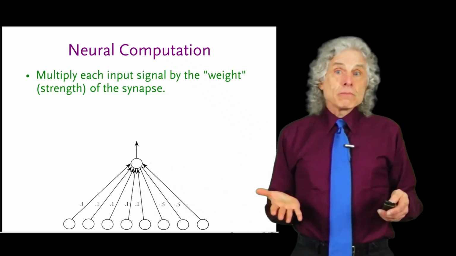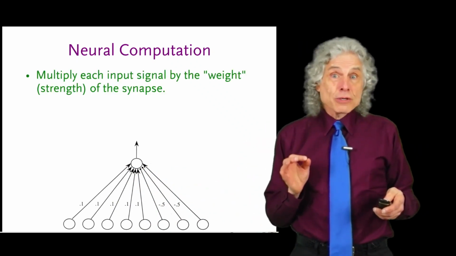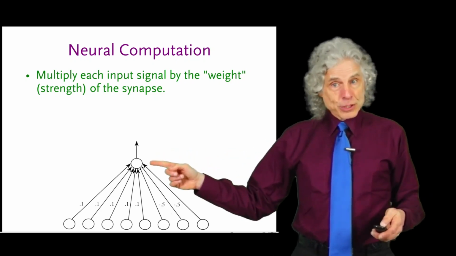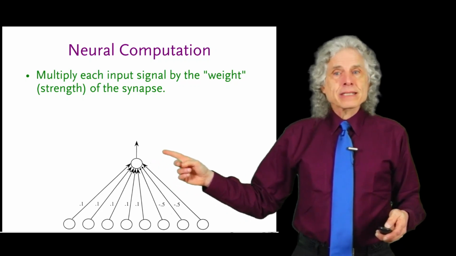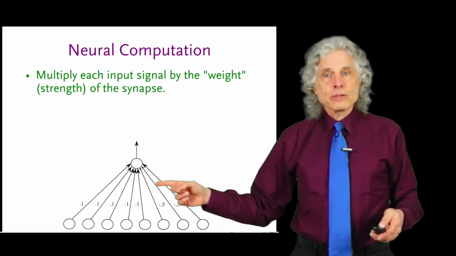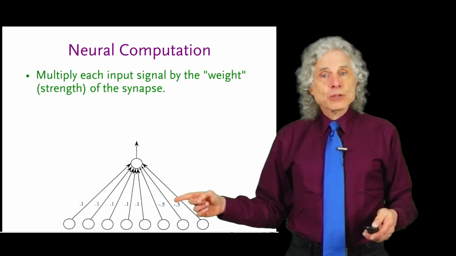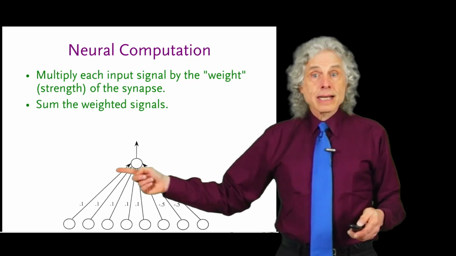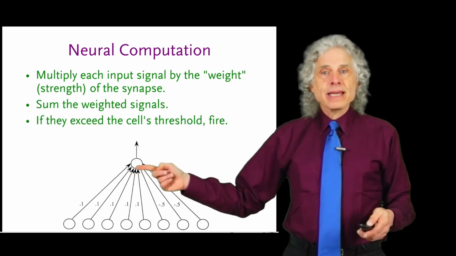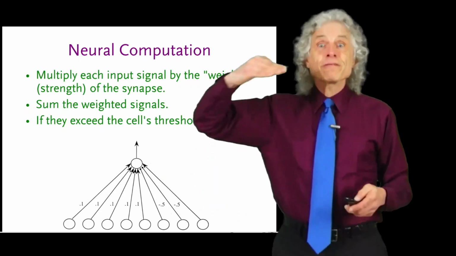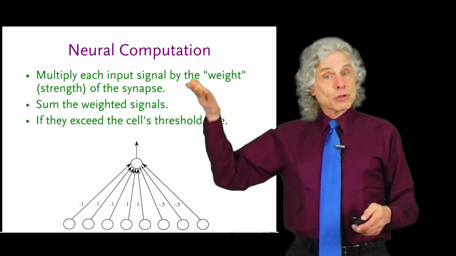Okay. The simplest way you can imagine neural computation working is that the output neuron multiplies the firing rate of each of the incoming neurons by the weight or strength of the synapse. It sums those weighted signals. If it exceeds a threshold of the cell, a minimum amount of input that it needs before it fires in turn, then it will fire.